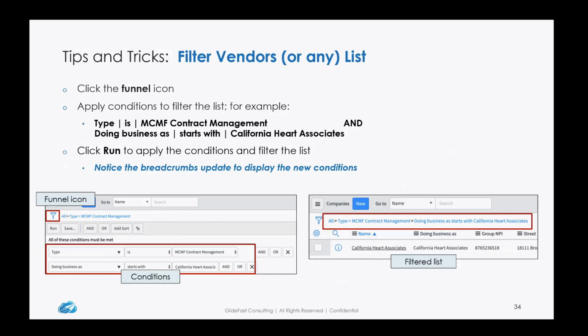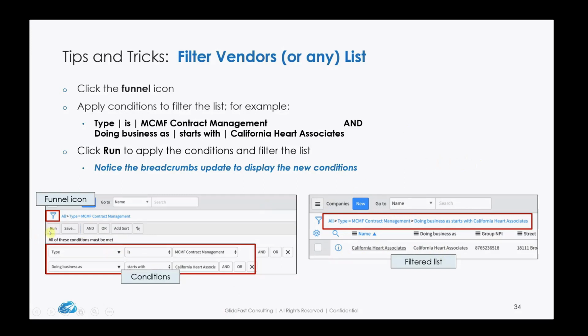Now, a tip and trick that we saw before is filtering vendors or any list. If you click on any list and click the funnel icon, you can apply various conditions. We're using these little tall bars here to separate the three fields that you need to fill in, but we say type is MCMF contract management and doing business as starts with California Heart Associates. We'll show you all vendors that have California Heart Associates in their name, which as it turns out is just one, California Heart Associates. Once you click run, that enables the actual filter itself.